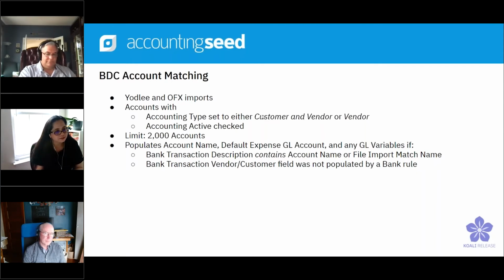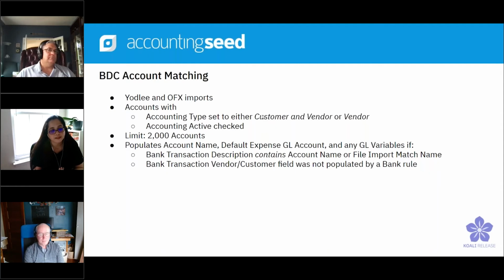At a very high level, what this account matching does, in the import job, is bring in the bank transactions, and if you have bank rules, the transactions are evaluated against the bank rules, and any values from the bank rules get populated on the bank transactions. Then comes the account matching piece, which populates the account name, the default expense GL account, and any GL variables on the account.